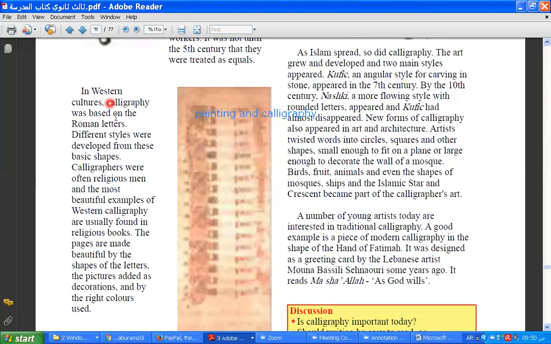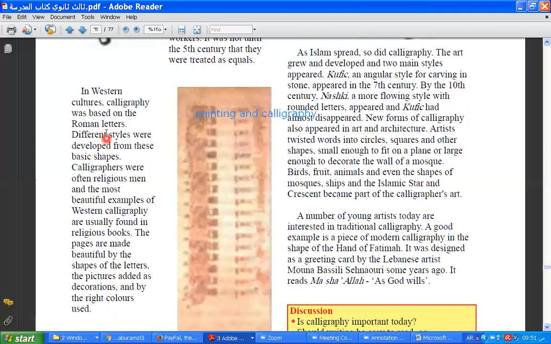In Western cultures, calligraphy was based on Roman letters. Different styles were developed from these basic shapes. Calligraphers were often religious men, and the most beautiful examples of Western calligraphy are usually found in religious books. Pages are made beautiful by the shapes of the letters and pictures added as decorations and by the right colors used. Yes, nice. Thank you very much.